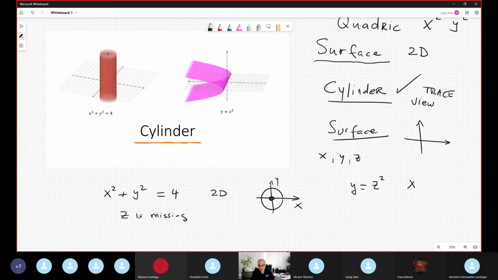Suppose that, given this equation, I need to analyze it. I immediately say, well, no, in 3D this is a cylinder. How do you know that? Because x is missing. So we have, for example, this is the y-axis and this is the z-axis. We can know because the x-axis is here, perpendicular to the y-z plane.